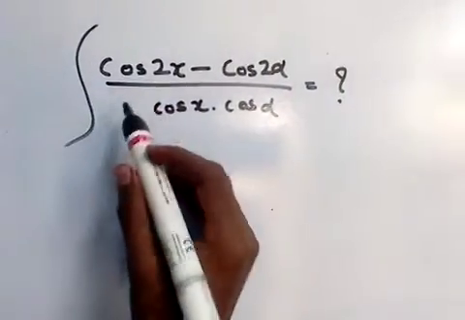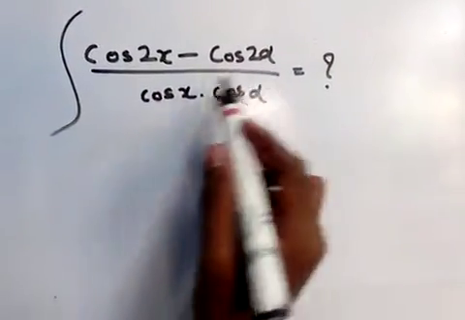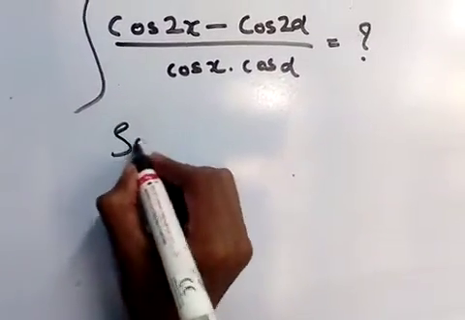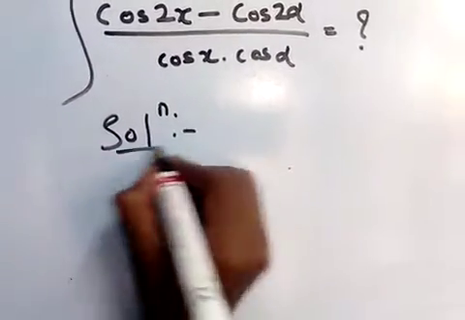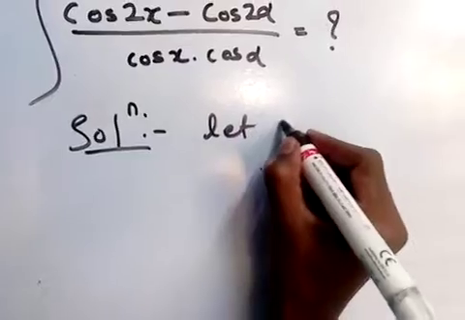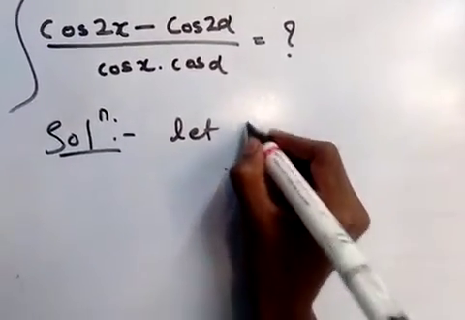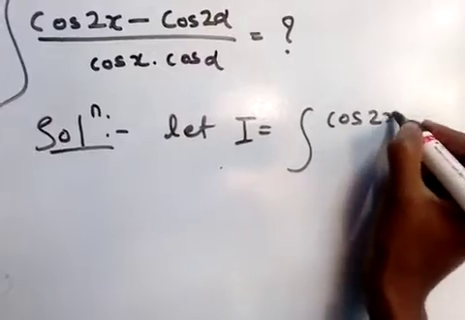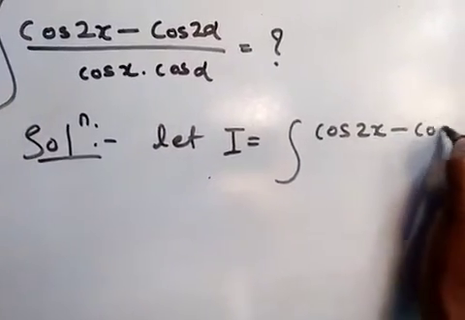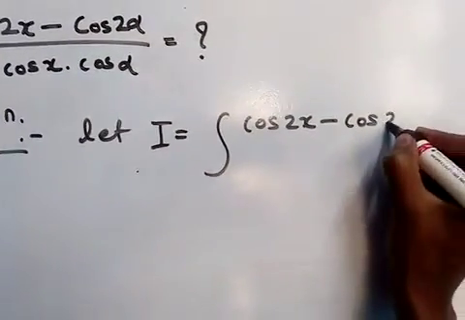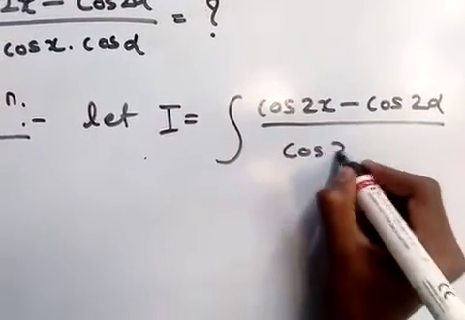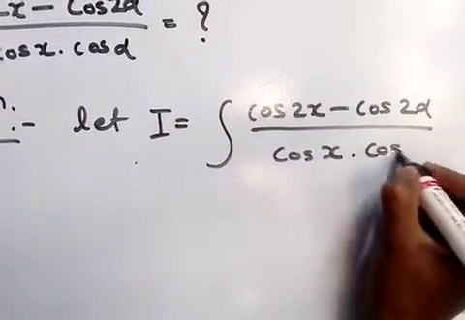Let us find the integration of (cos 2x minus cos 2 alpha) upon (cos x into cos alpha). Solution. Let I be equal to the integration of (cos 2x minus cos 2 alpha) upon (cos x into cos alpha).